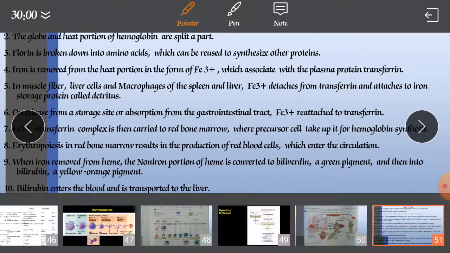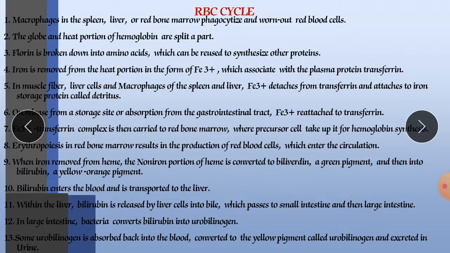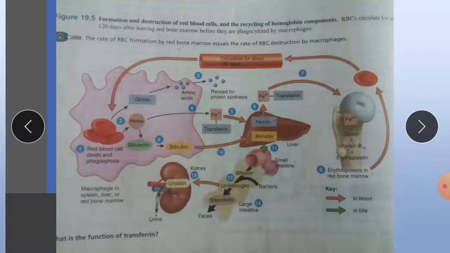Now when iron is removed from the heme, the non-iron portion of heme is converted to biliverdin. Here you can see, from the RBC, when we are removing the heme part, meaning the iron part, we are also removing the globin part. Whatever portion of our RBC remains is called biliverdin.